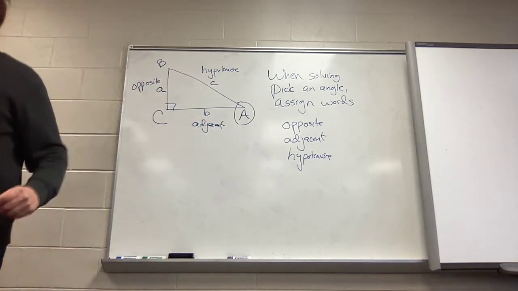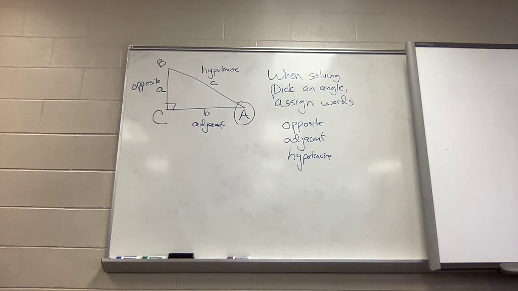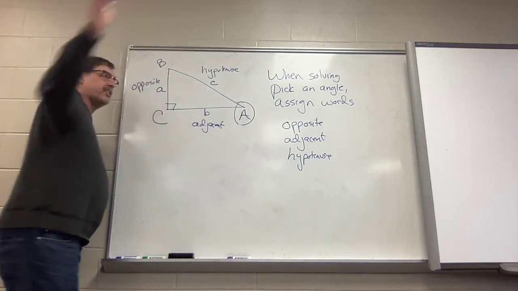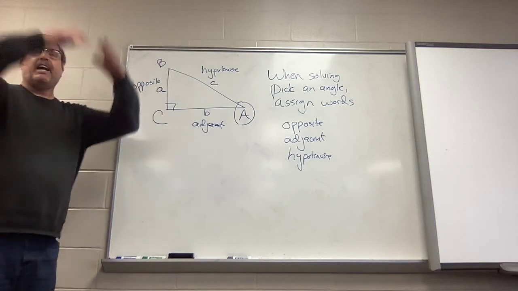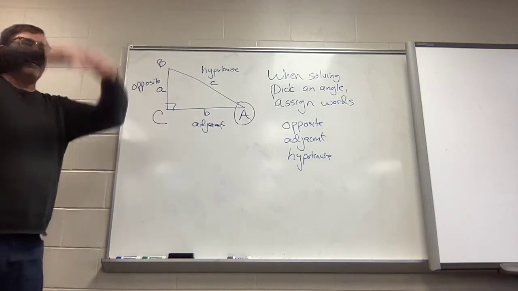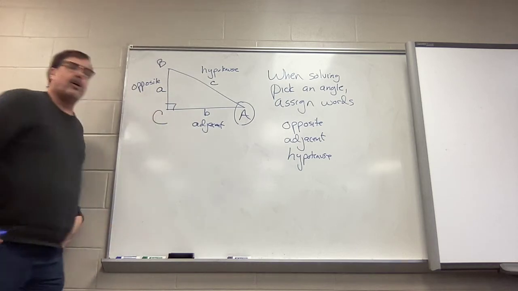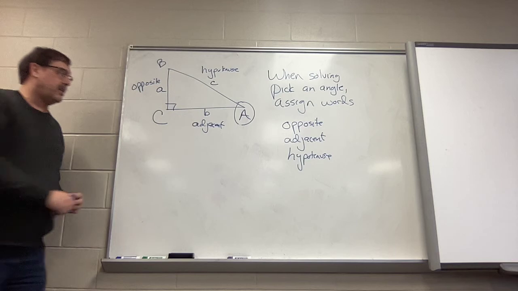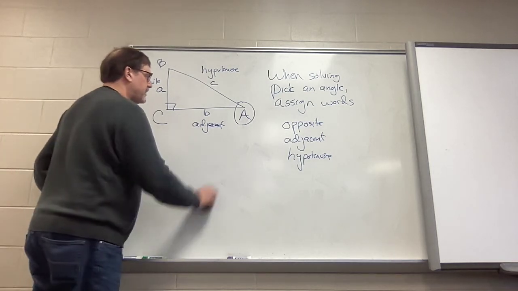So I picked somebody. I asked who was opposite, who was adjacent, where's the door? On these, you pick an angle. You can pick any angle you want. You can't pick the 90. And then we assign the words opposite, adjacent, and hypotenuse.